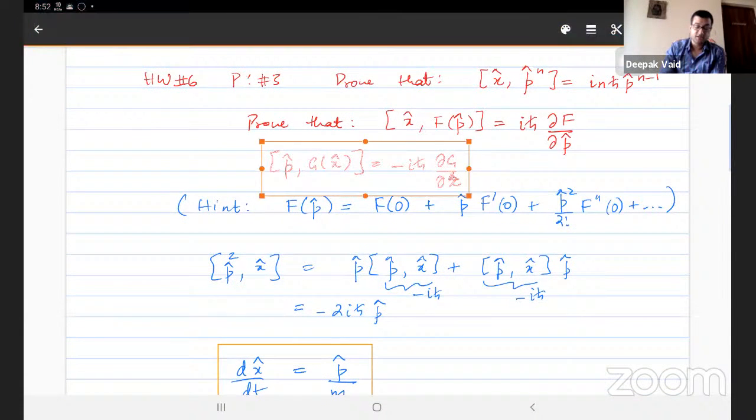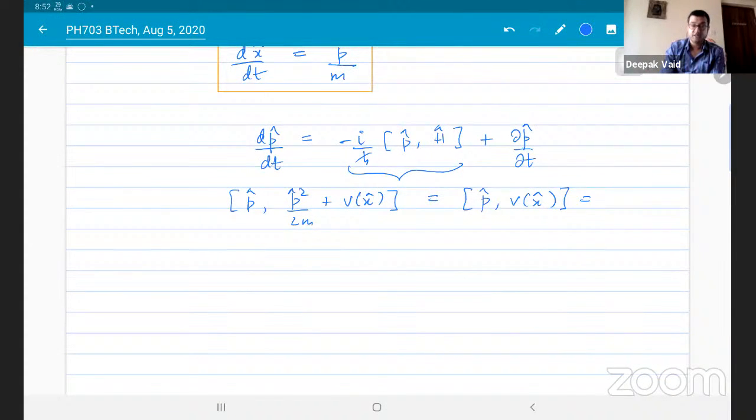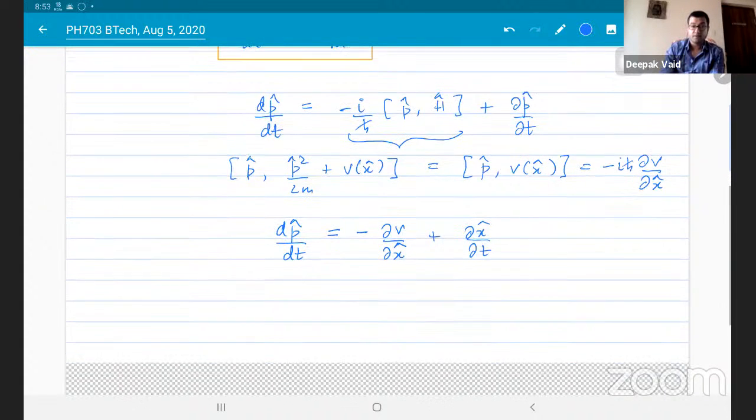So I can use the result that I mentioned earlier. This tells me that this is equal to minus i h bar dV by dx hat. When I insert this back into my expression, I see that this is equal to minus dV by dx hat plus dp hat by dt, right?